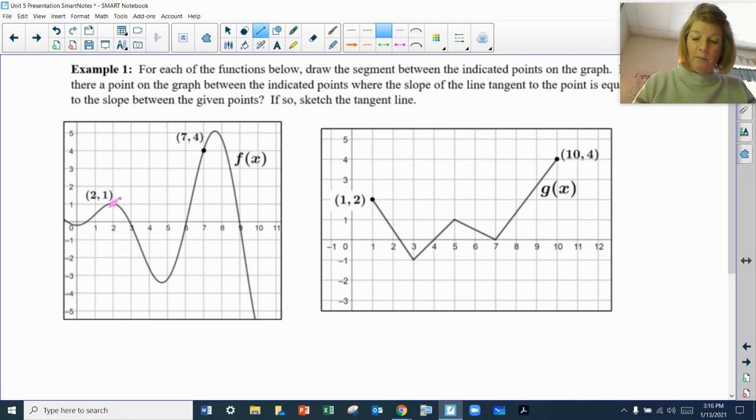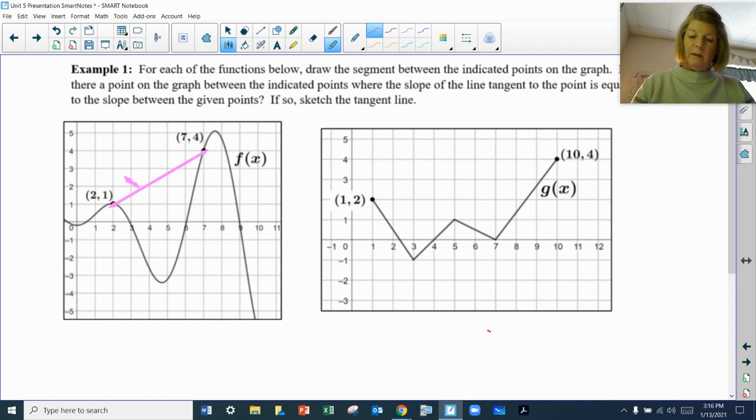All right, so let's connect up the endpoints there. That's our AROC. This is our AROC connecting the points. It's also known as a secant line.